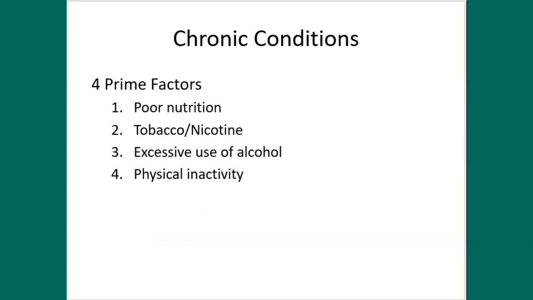Chronic conditions basically can be traced back to four factors. One is poor nutrition. The second is the use of tobacco and nicotine. I'm going to add to that, it's still nicotine, but not traditional smoking, but vaping or e-cigs as we know them today, and as we know, the use of these products among our teenagers is epidemic. The third is the excessive use of alcohol, and of course, physical inactivity. These are the four main factors leading to the onset of chronic disease.